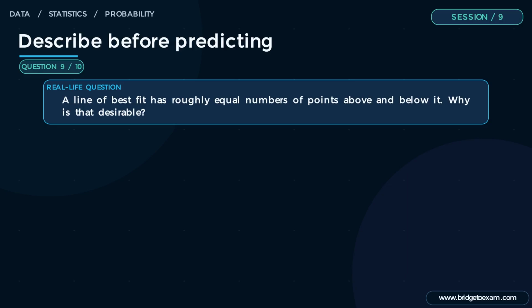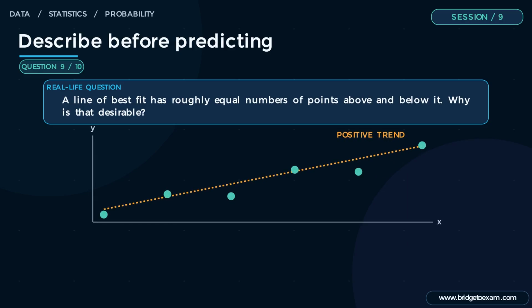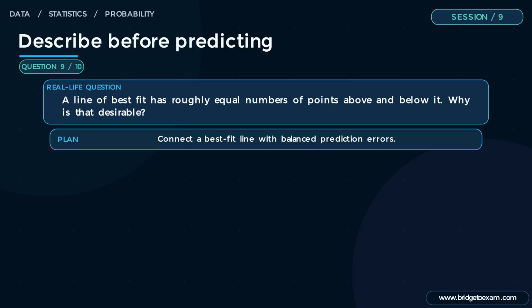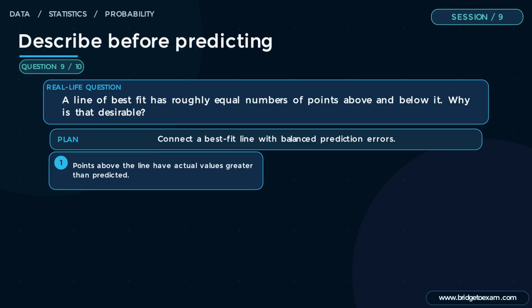Example 9. A line of best fit has roughly equal numbers of points above and below it. Why is that desirable? The scatterplot reveals direction, strength, and any unusual point. Plan. Connect a best fit line with balanced prediction errors. Step 1. Points above the line have actual values greater than predicted.